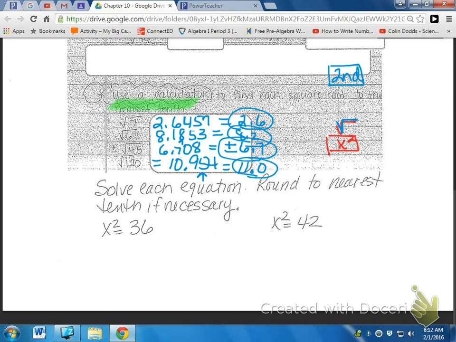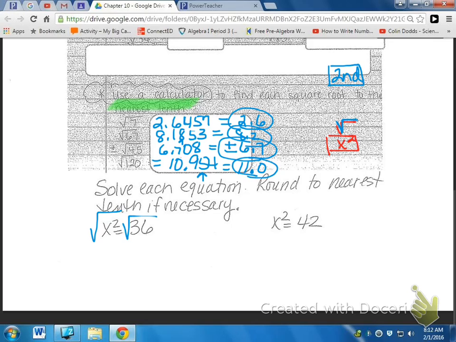Okay, the next problem, solve each equation, round to the nearest tenth if necessary. So this kind of changes the game. It's not just a simplify where there's a square root sitting there. It's saying actually solve this. So when you have to actually solve, you've got to think about all possibilities. Anytime we've had to solve an equation, you've got to get the variable alone. This says x squared. We don't want x squared, we just want x. So we always do the opposite of what you see. The opposite of squaring is square rooting. So you have to square root both sides. Square root and square are opposite operations.